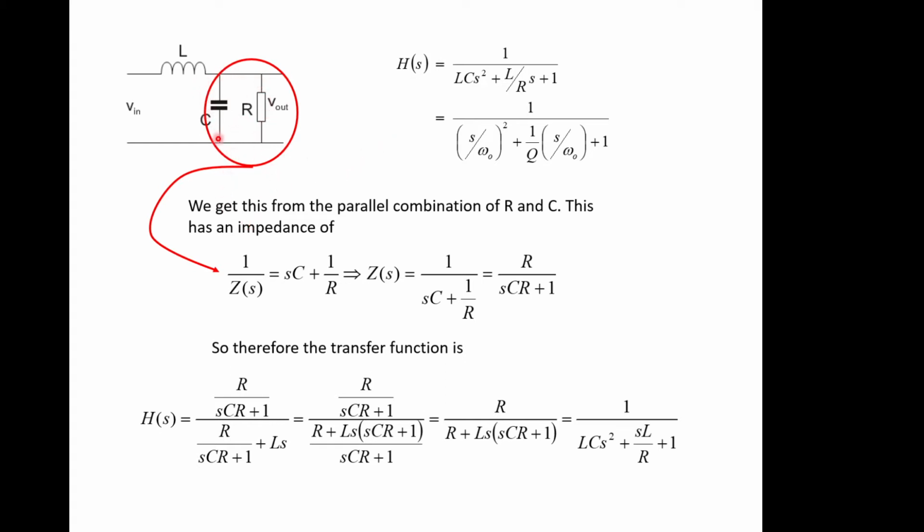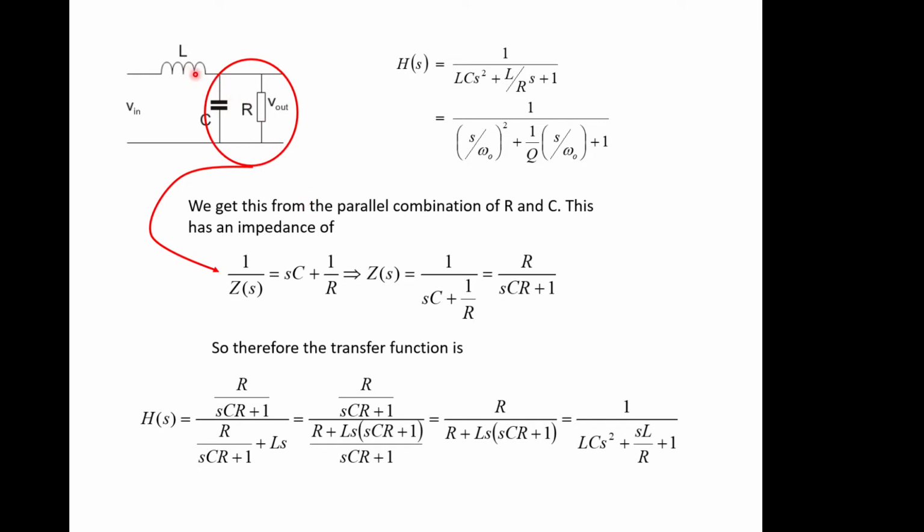this is a parallel combination, so we would just say that 1 over the total impedance is going to be 1 over this impedance plus 1 over this impedance. This impedance is 1 over SC, so 1 over that is SC, and then 1 over R is 1 over R. So we can work that out, simplify it, and that gives us an equation for that particular part of the circuit.